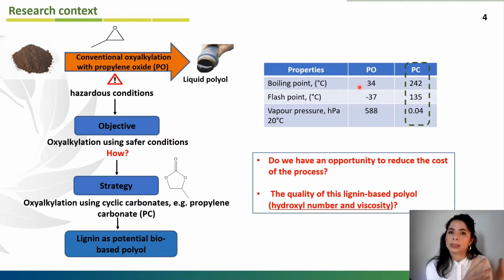And speaking about quality parameters of polyols, hydroxyl number and viscosity are the key parameters in the polyurethane formulation, which have a great impact on the polyurethane formulation balance and also on the final quality of these polyurethane products. So, some questions arise here. For example, can we produce this lignin-based polyol with the same quality as conventional polyol? Or do we have an opportunity to reduce the process cost of these polyols? Let's see.